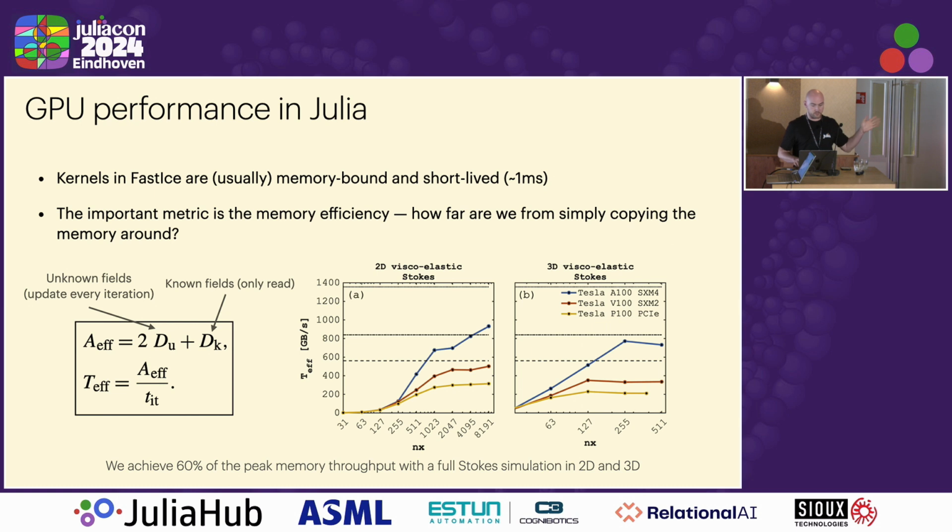A couple of words about GPU performance. Kernels in FastIce are memory bound, so we need to measure memory efficiency, how far we are from simply copying the memory around. The standard metric for that is the effective memory throughput. We reach about 60% of the theoretical peak memory throughput with a Full-Stokes simulation in both 2D and 3D. That is not 100%, so we still pay some price, but for now, we live with that.